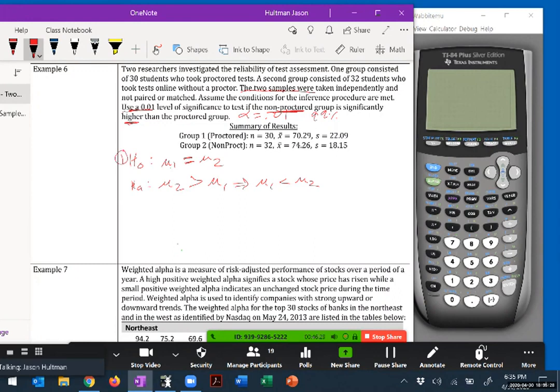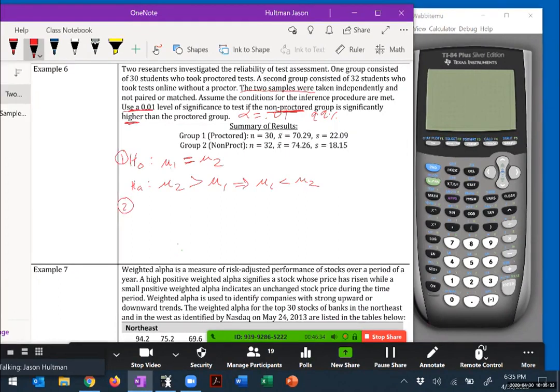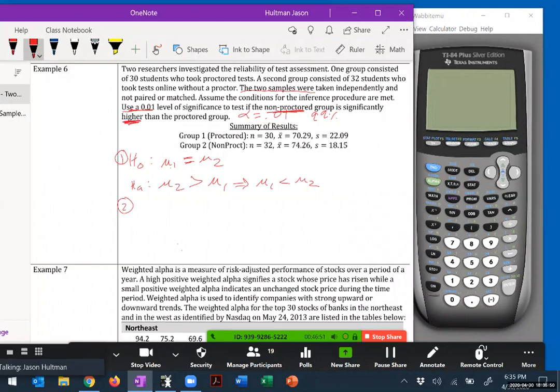What are we going to use here as our test? Well, we're going to do a hypothesis test, not a confidence interval. And how do we know? We just want to know, is it significantly higher? We don't want to know the number or the value. We just want to know, is it higher or is it not higher? So we need a p-value. So number 2 here is a 2-sample t-test. That's the test we're using.